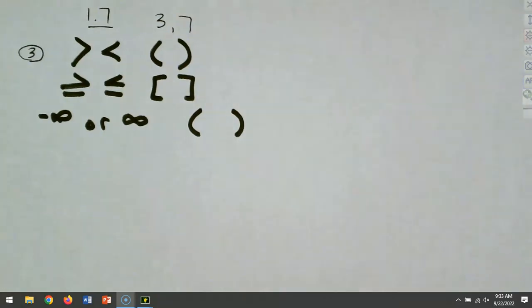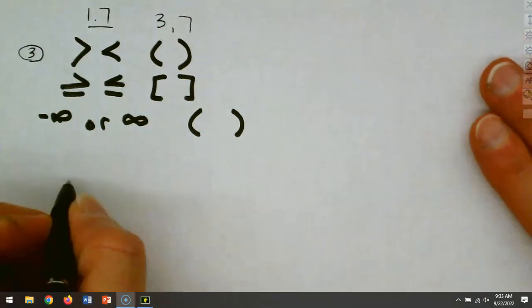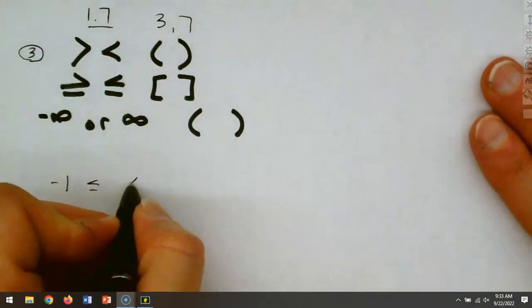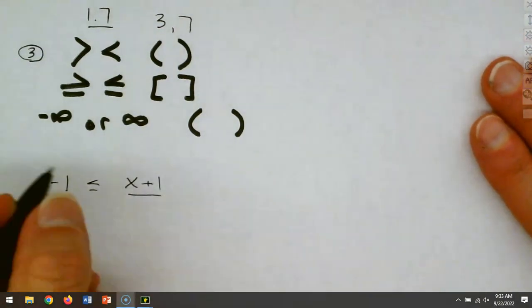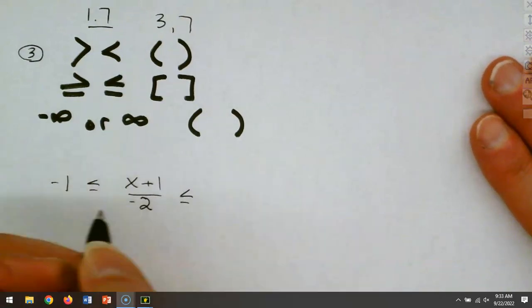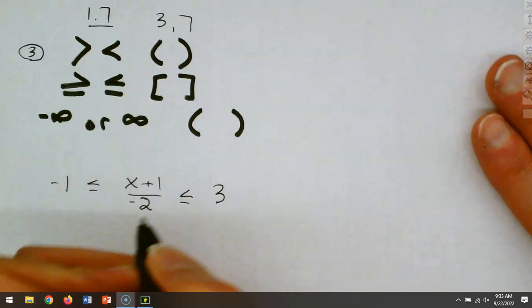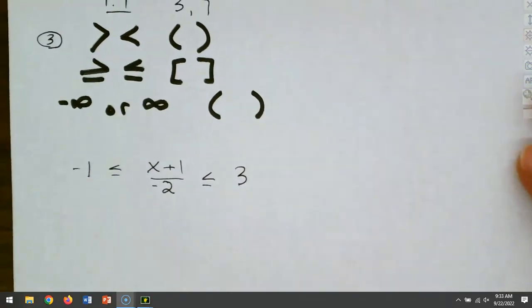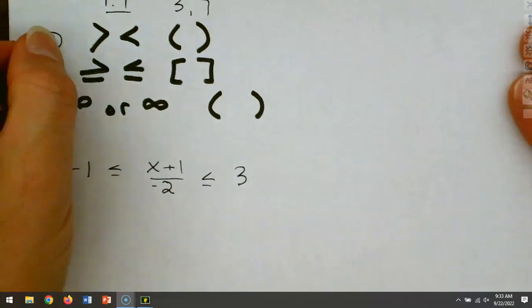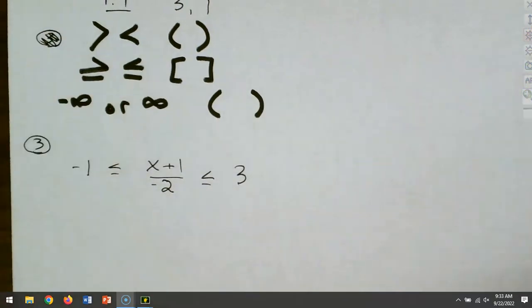Okay, so we're going to begin with question number 3. And this is a double inequality, or a 3-part inequality. We need to go ahead and begin by clearing out our fractions on this one. This is question 3 from your homework. We're going to have to graph this.